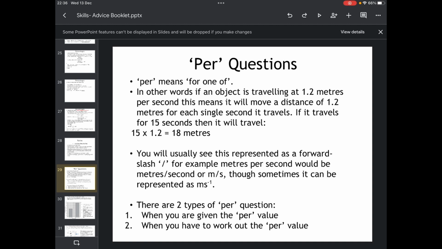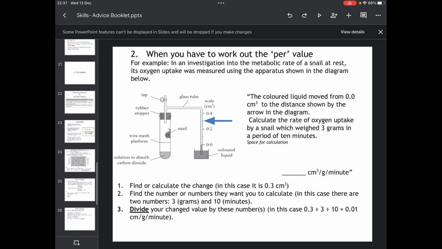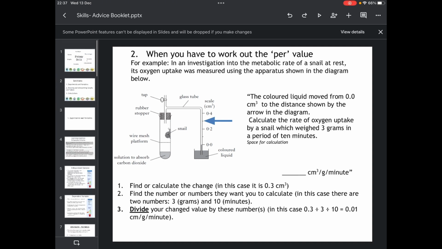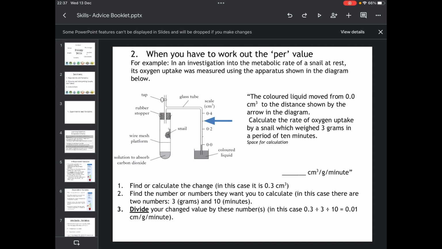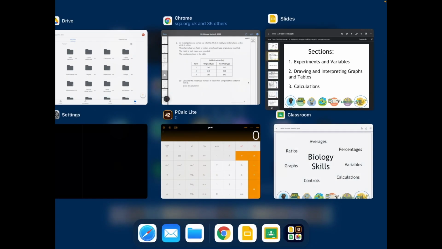Pair means for one of, and you're most familiar with this from miles per hour. When cars drive, it's this idea that pair means for one of, and it gives you advice on 2 different types of pair questions. So I'll come back to the questions that the skills booklet can help us with, I will come back to the skills booklet as we do the questions.